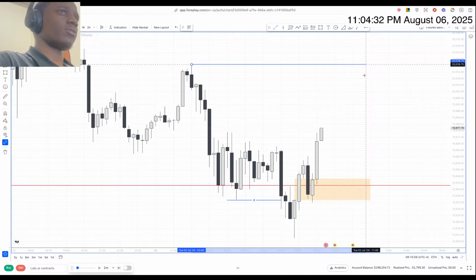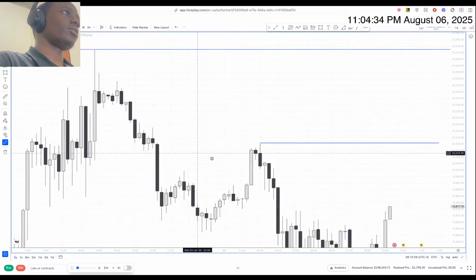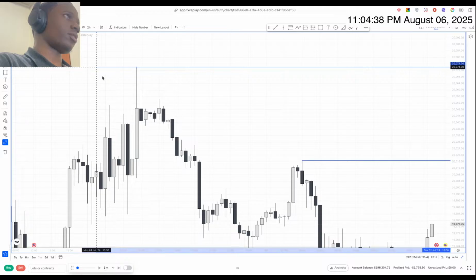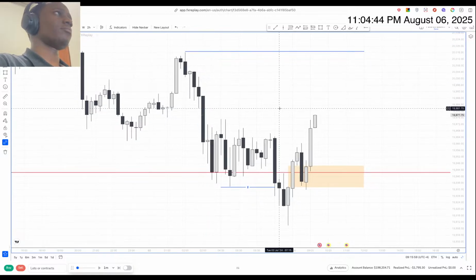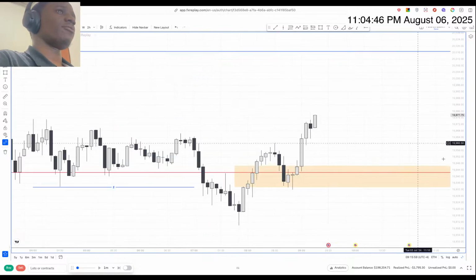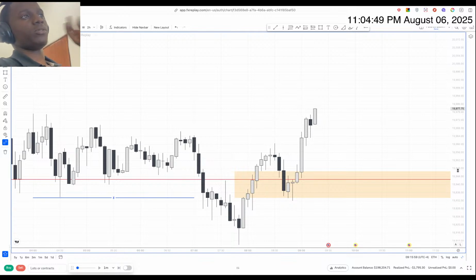So I'm bullish and currently looking for price to push higher. This is a daily high. But being bullish doesn't mean that I won't take sells. It means that if I take sells, there will be small contracts and short-term sell trades.